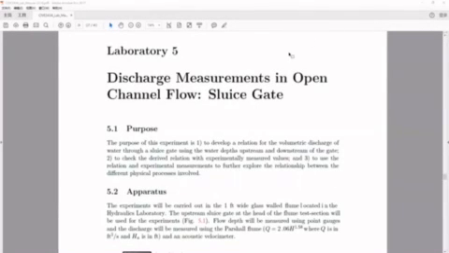Okay, today we are going to talk about Lab 5. Lab 5 is the discharge measurements and open channel flow with a sluice gate. Unlike Lab 3 and Lab 4, where we used the pipe system, this time we're going to use the main channel.